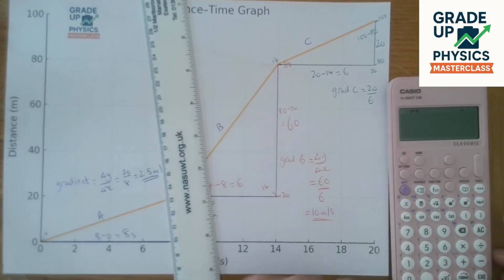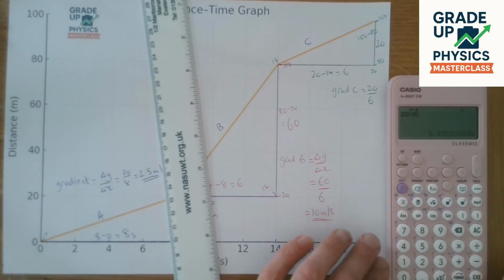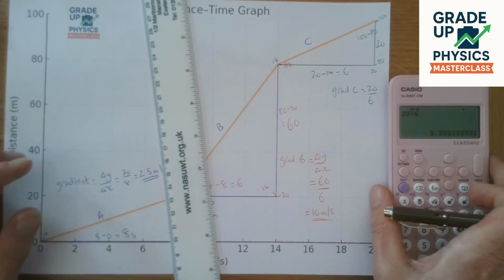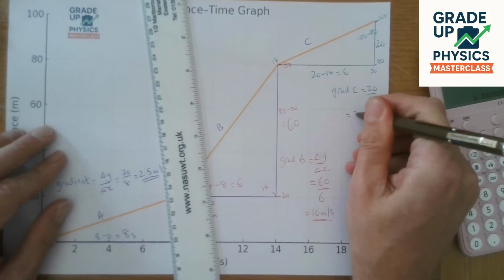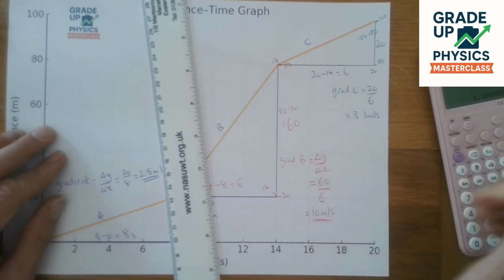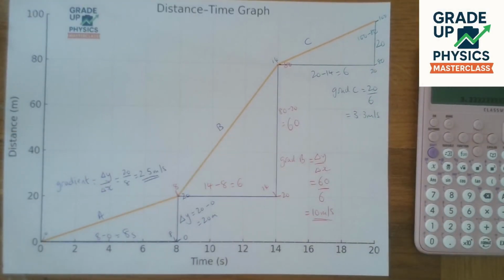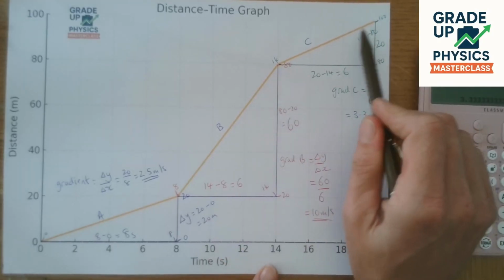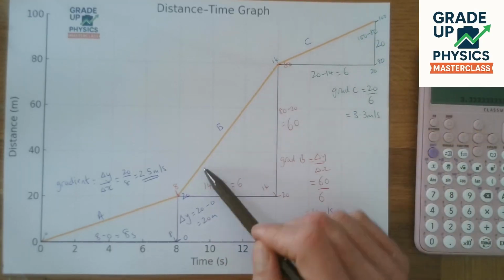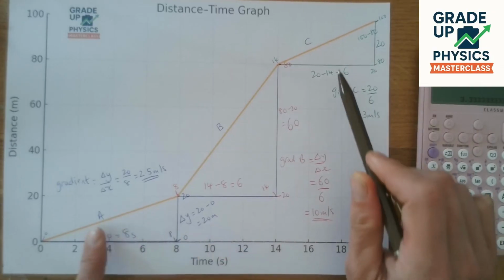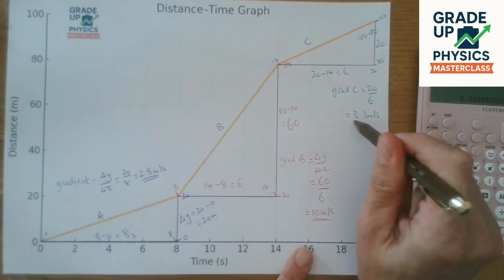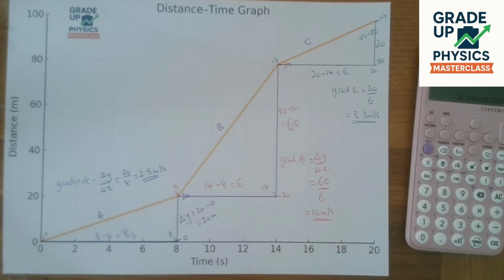Let's bring the calculator back in. 20 divided by 6 gives us 3.3 recurring. We'll round that to 2 sig fig, I think, in this case. So that gives us 3.3 meters per second. Once again, it's a good idea to have a little check of what we've done. So if we have a look at region C, we know it's got a smaller gradient than B, so it should be less than 10, but just by eye it looks like it's steeper than A, so that value there of 3.3 meters per second should be the right answer.